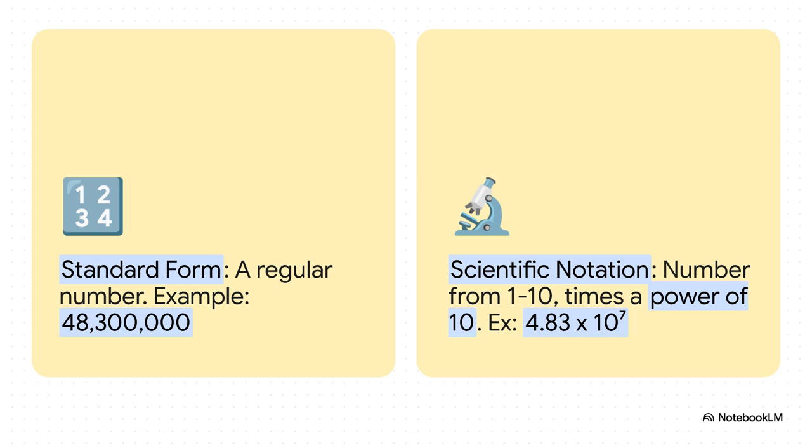On the left, you've got your regular, standard number, and on the right, you've got that same number in scientific notation. The pattern is always the same. It's a number between 1 and 10 times 10 to some power. And here's a quick tip. A positive exponent, like that 7, means you're dealing with a really big number. A negative exponent means you've got a super tiny decimal.